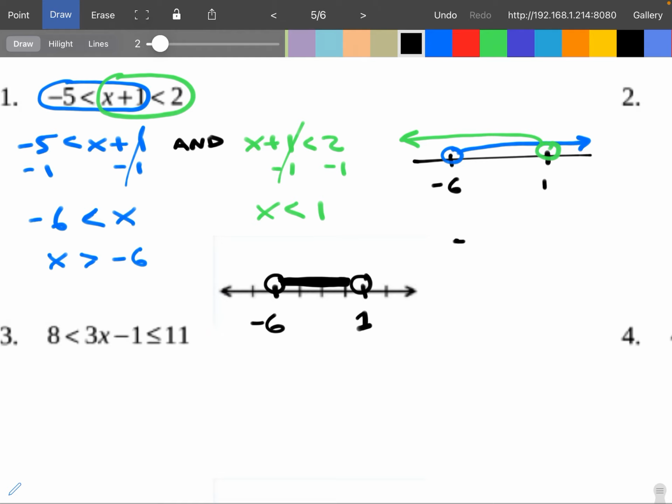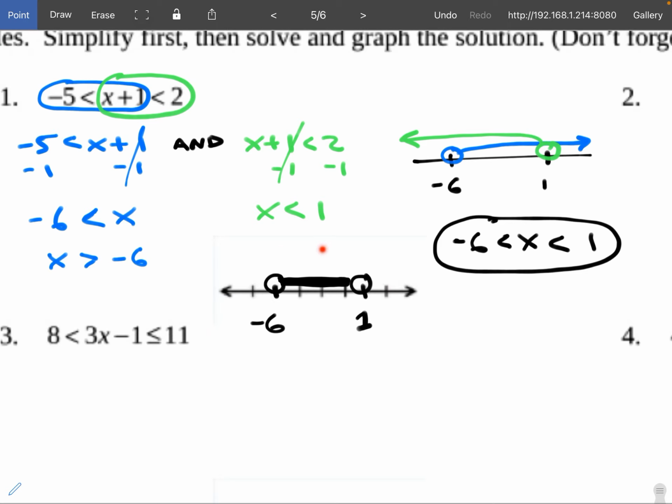But then there's a way to write this solution also. So the way you write it, do you see how you got -6 on the left? So put -6 on the left. And you got 1 on the right, so put 1 on the right. And then all your solutions for x are the numbers that are between those two, right? So put the x in between the -6 and 1. And then it's always a less than and a less than. All right, that'll do it right there. So that's how you write the solution like this. And then that's how you graph the solution right here.